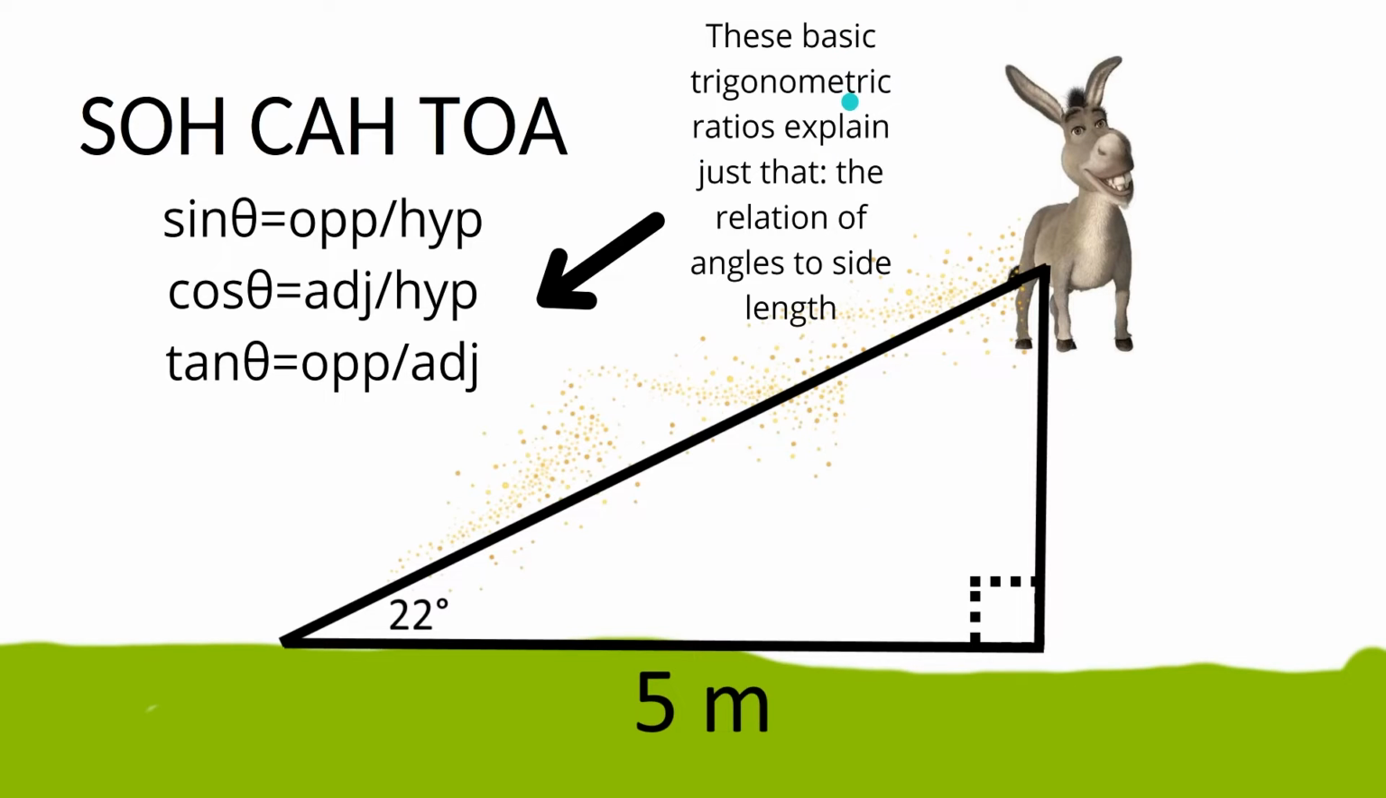These basic trigonometric ratios explain just that, the relation of angles to side length. They are sine theta, theta being a symbol for angles, equals opposite over hypotenuse, cos theta equals adjacent over hypotenuse, and tan theta equals opposite over adjacent. Adjacent being the side that is next to the angle, opposite the one opposite to the angle, and hypotenuse the longest side. An easy way to remember these ratios is SOH CAH TOA.